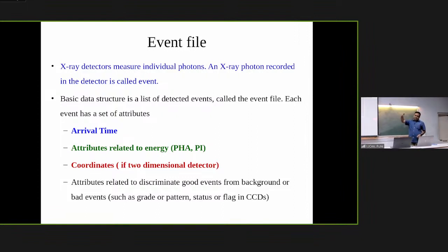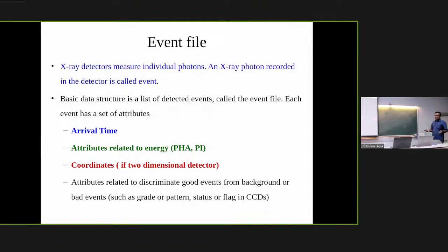So first of all, X-ray detectors measure individual photons. One individual photon is detected with a CCD pixel, for example, or a proportional counter. When one individual photon is detected, we call it an event, an X-ray event. And the X-ray event essentially can have different attributes.